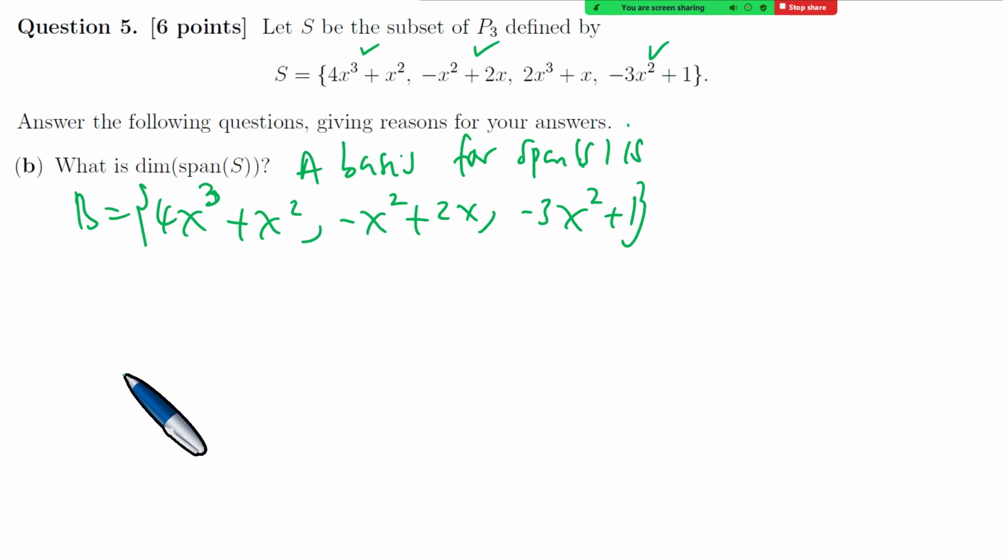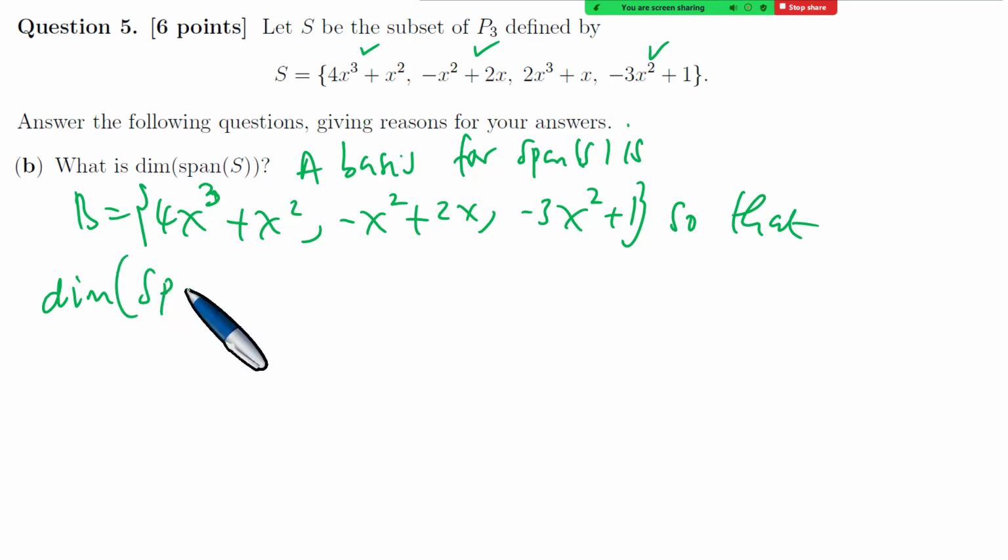What is the dimension? The basis is that, so the dimension of the span of S is exactly 3. Well done. The dimension for the span of S is exactly 3 because we count the basis vectors, and there are 1, 2, 3 basis vectors there.